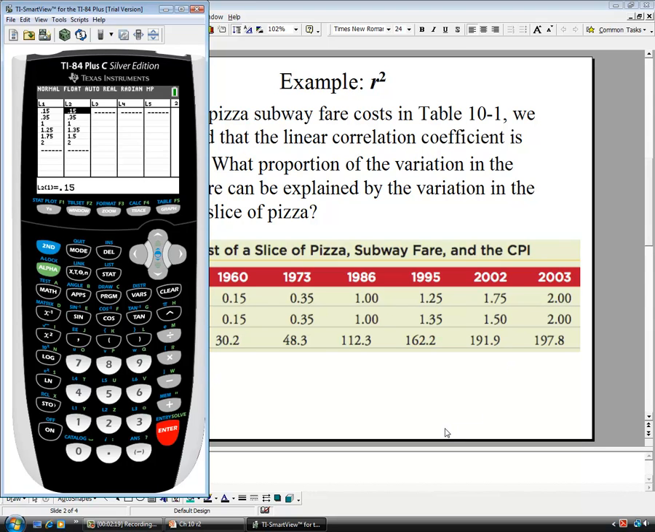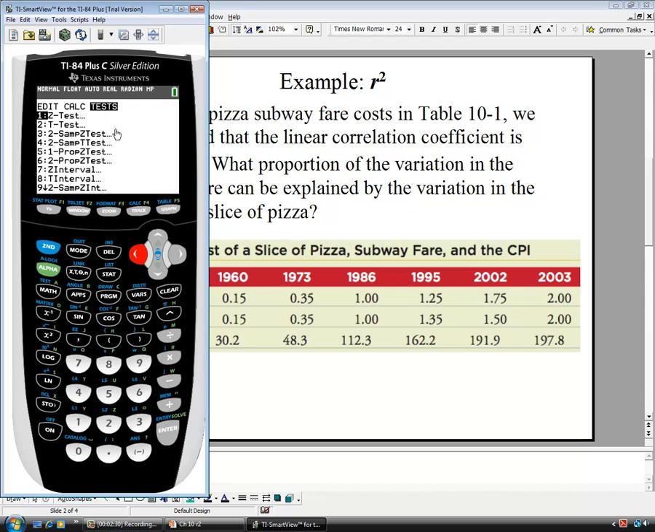So you want to enter that data, and then you want to run the linreg-t test, and you'll see that on there, but basically it's with all the other tests. Stat, arrow over to tests, and I'm going to go up because it's near the bottom. It's letter F on this calculator. linreg-t test. So it specifically needs data, and it knows it must be in lists.